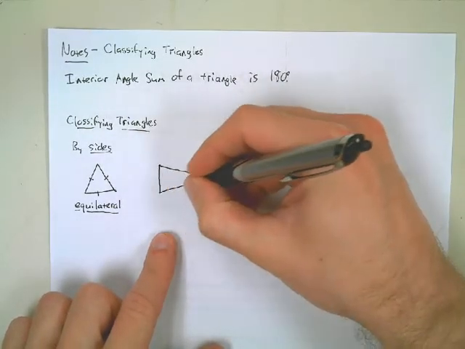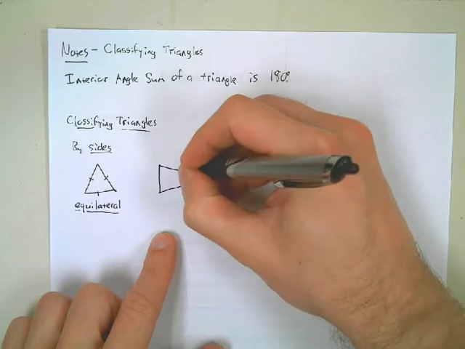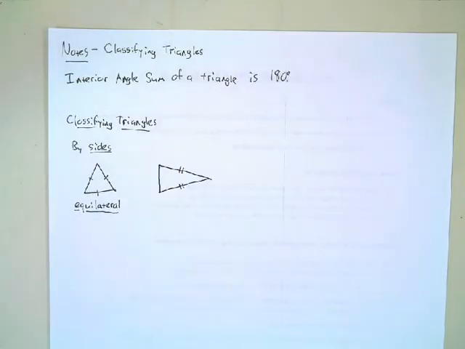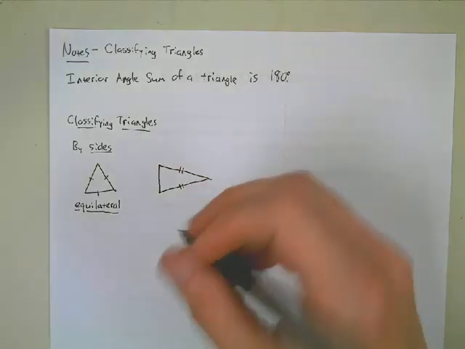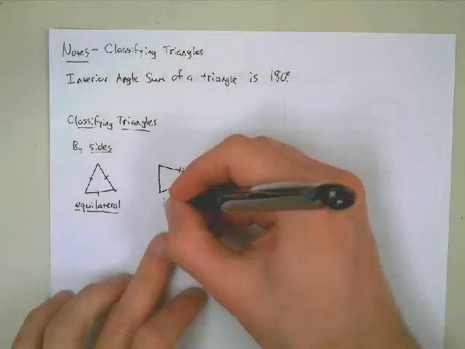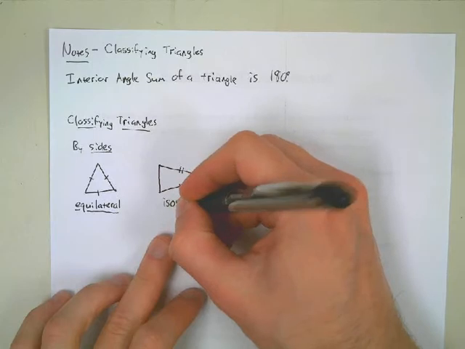I'm just going to draw it in a different orientation here. So, two congruent sides, like this. Does anyone remember? Raise your hand and tell me what this is called. Anyone remember? Yes, Ramel's got it. It's isosceles.